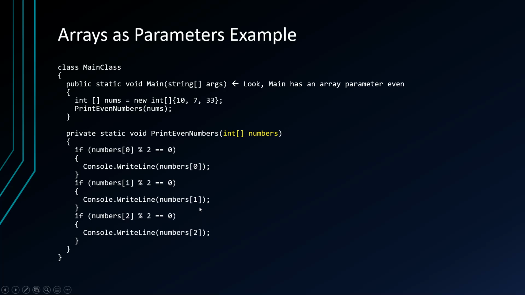At most, we're going to see 3 numbers on the screen at any given time. At the very least, we may see 0 numbers on the screen, depending on what values are stored in the array. Now let's go up to the main for a second and see what happens. I've created an integer array called nums, and I gave it the starting values of 10, 7, and 33. Only one of these numbers is even, so the only number I'm going to see on the screen is 10. Now, how does this work? Well, look down here. I've called the subprogram print even numbers, and I've passed it the parameter nums.